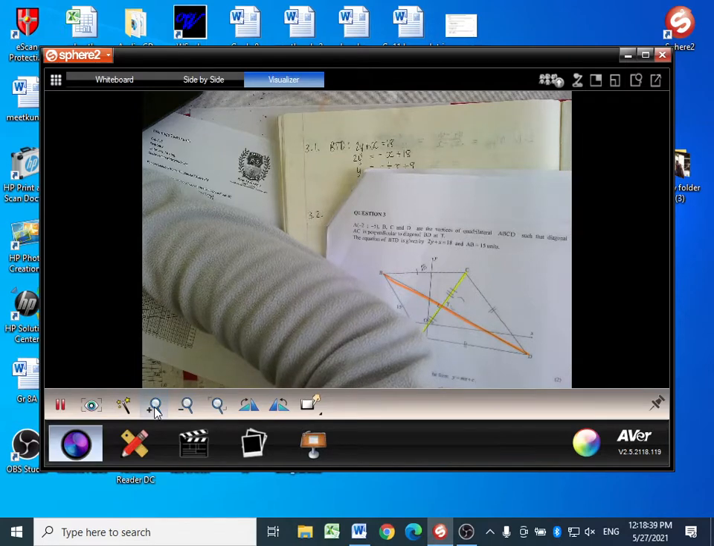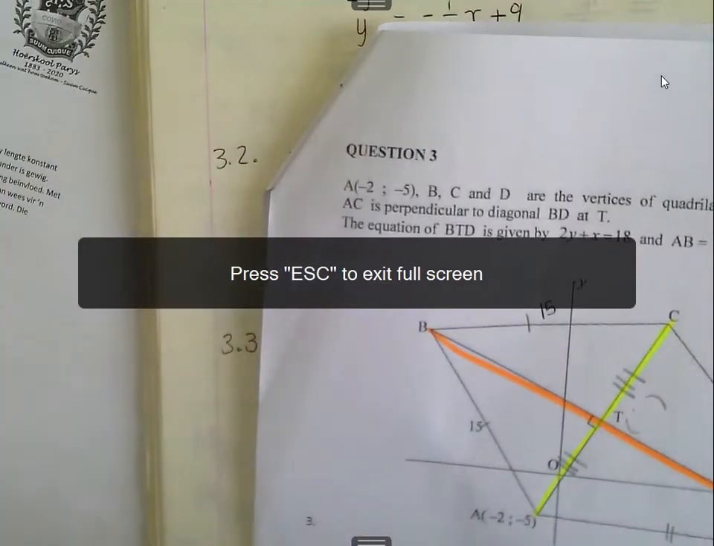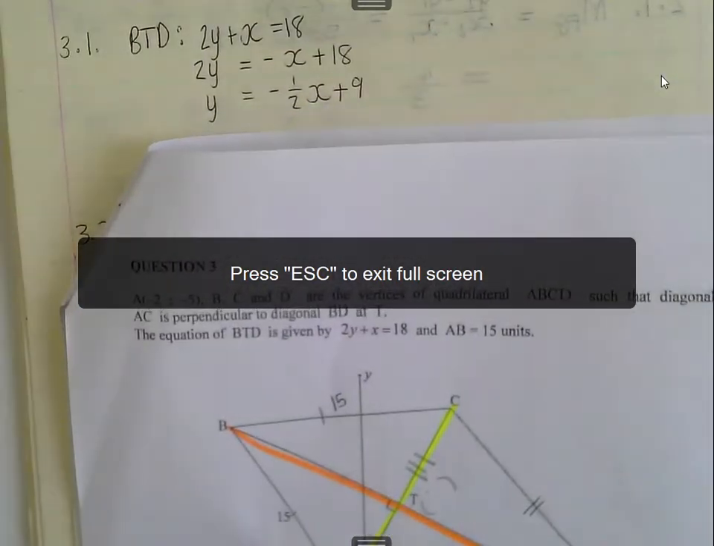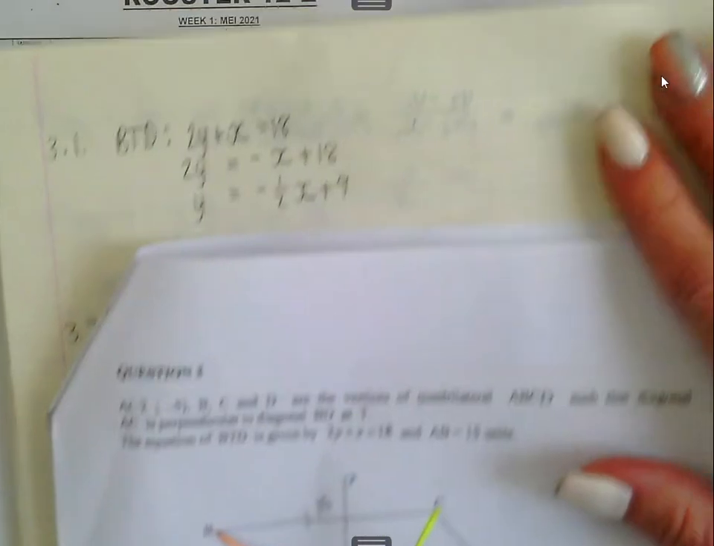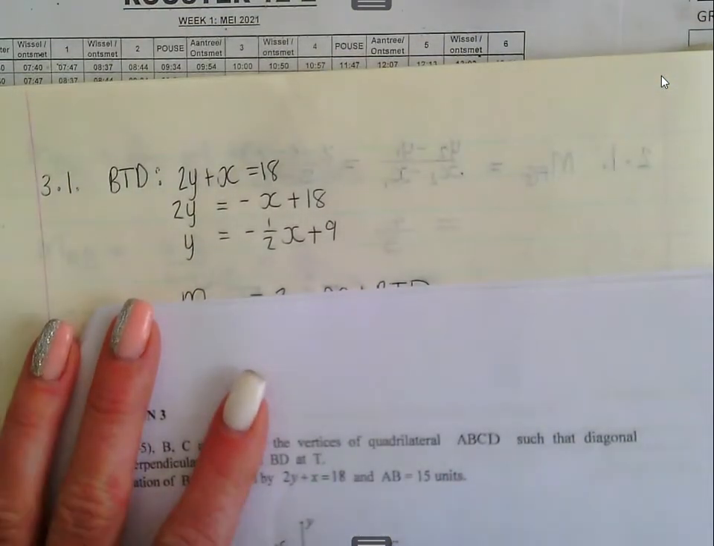How did it go with question 3? The first 3, it was okay. The second 3 a bit more tricky. Alright, the first one I have put on the answers, but let's just go through it again.